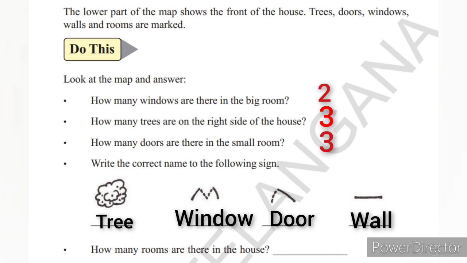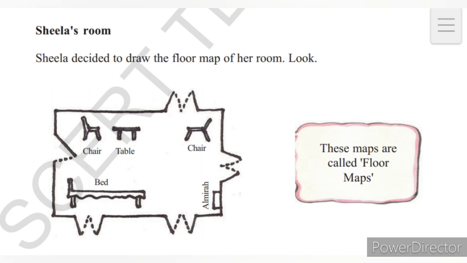And next one, write the correct name to the following sign. The symbols are given, you write the correct names for them. First one is tree, second one is window, third one is door, and fourth one is wall. Next one, how many rooms are there in the house? So totally how many rooms are there? Kitchen, small room, big room, and bathroom. So totally 4 rooms.